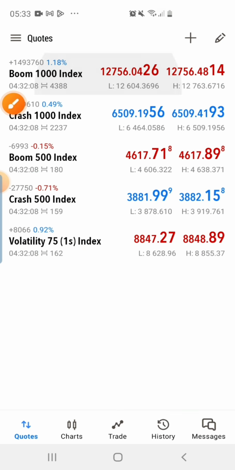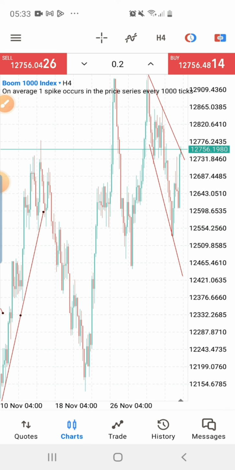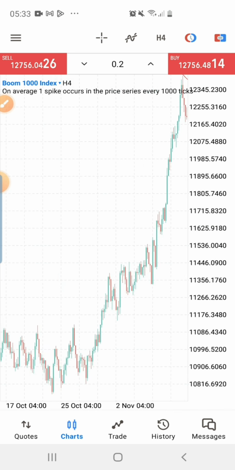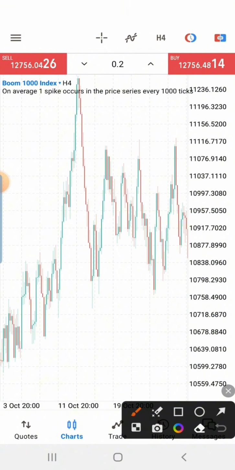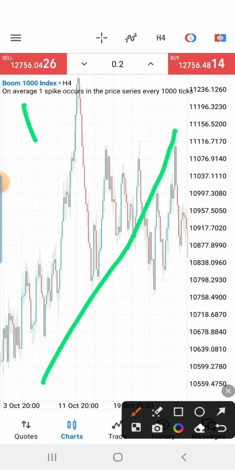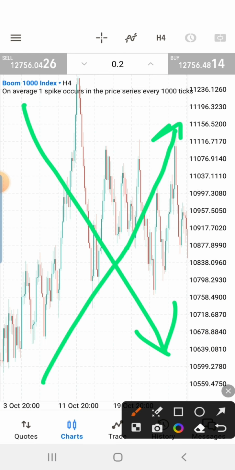Okay, so if you look at boom 1000, sorry, boom 1000 moves in a specific direction. What I mean is that if boom 1000 is going to go up, boom 1000 will go up. If it's going to push down, it's going to push down. Okay, I know what I'm saying.